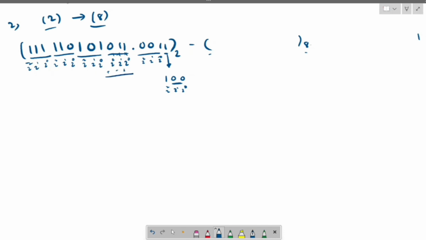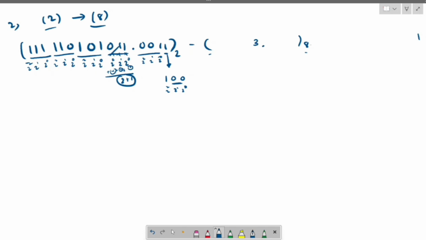Okay, I will show first, 2 power 0 is 1, 2 power 1 is 2, 2 power 2 is 4. Now 1 into 1 is 1, 1 into 2 is 2, and 0 into 4 is 0. So in combination it is becoming 3. Okay, now let us keep the point. It is becoming 3. Now done with these things.